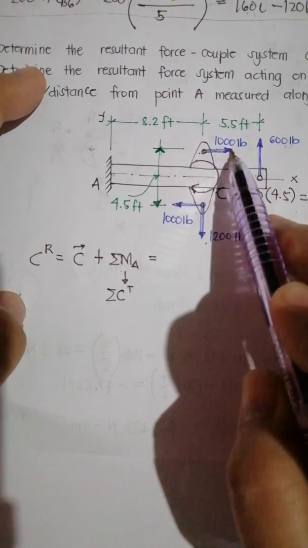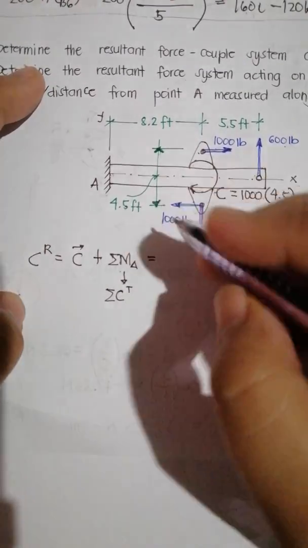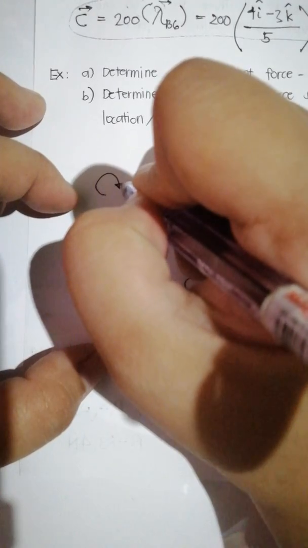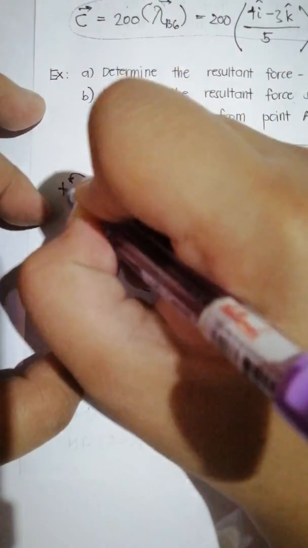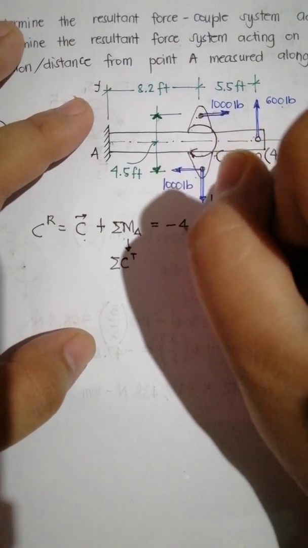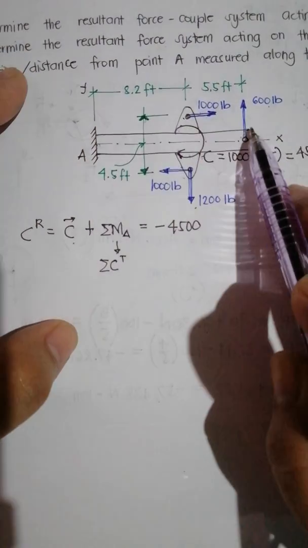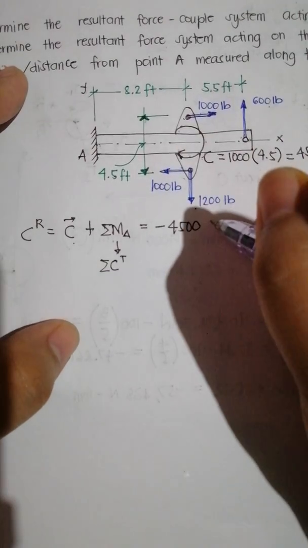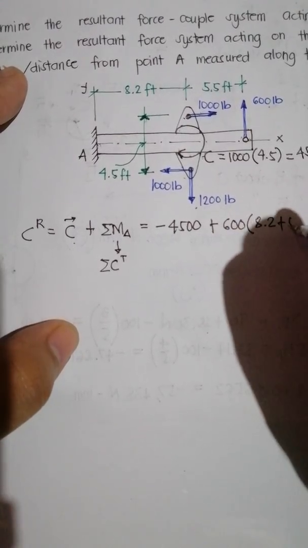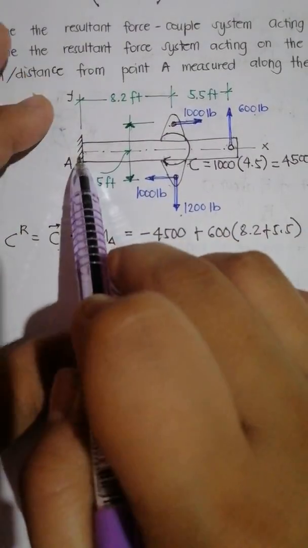We no longer have to transfer these two because they form a couple, so we'll just consider their couple moment formed. By the way, since this is clockwise, remember with the right thumb rule, clockwise is negative and counterclockwise is positive. So in sign convention, this is a negative moment or couple. And then for the 600, it's moment about point A. The rotation is counterclockwise, so that would be positive, and then we have force times perpendicular distance, 8.2 plus 5.5. So this 5.5 plus 8.2 is its total perpendicular distance.